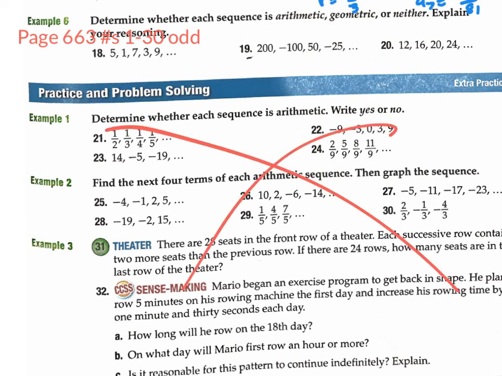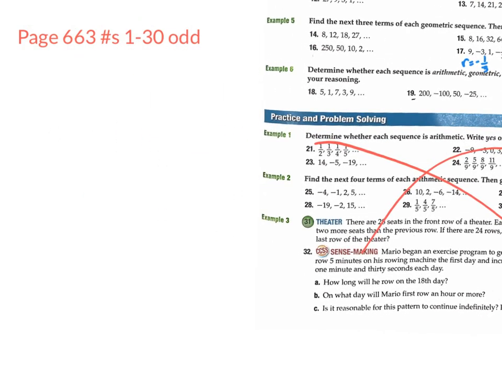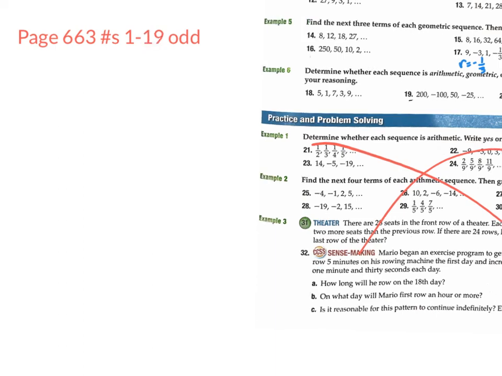Let's make this 1 through 19 odd. Yeah, that'll be better. 1 through 19 odd, and I already did half of it for you, so let's switch this. There you go, 1 through 19 odd. I already did half of them for you.